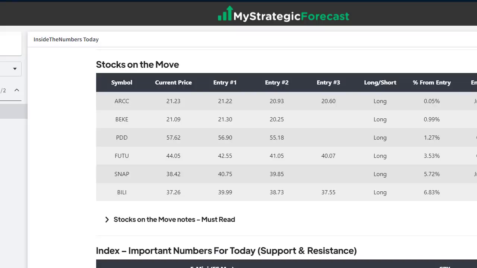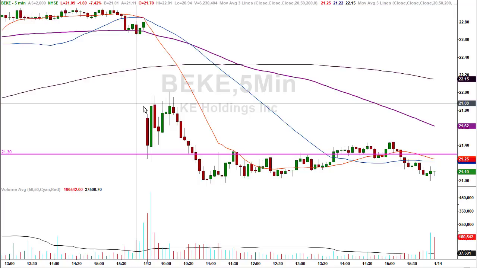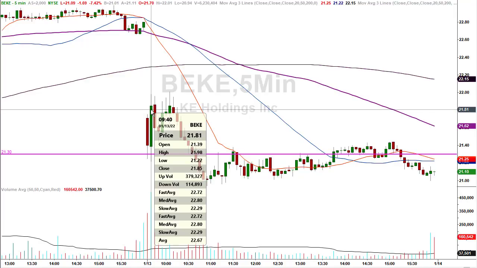Stocks on the move. We had a healthy list this morning. We're going to take a look at ARCC, BEKE. We skipped PDD and FUTU. They didn't hit their targets. Snap we'll look at, and Billy. Next up, BEKE. How about this rocket ride?